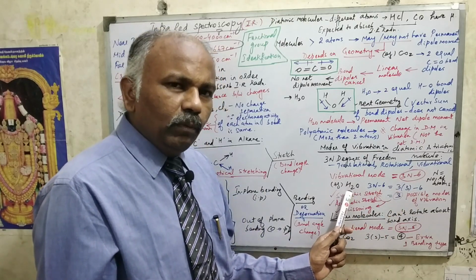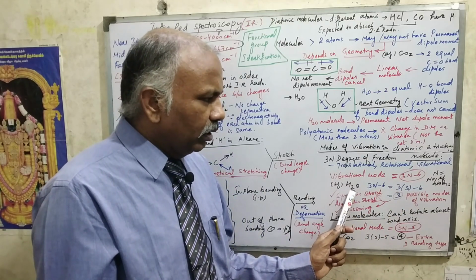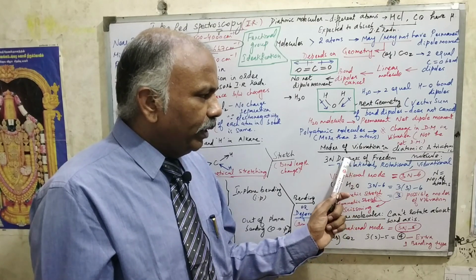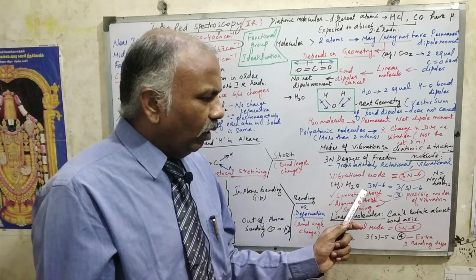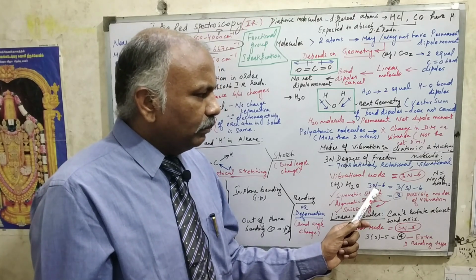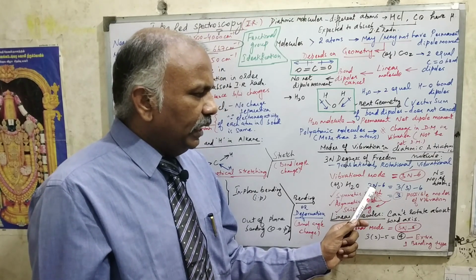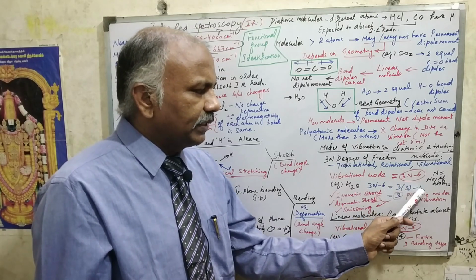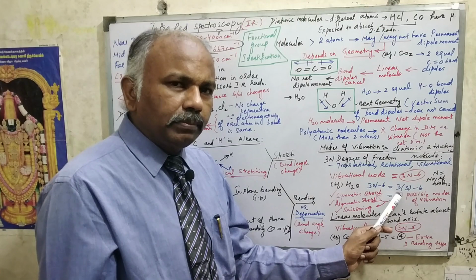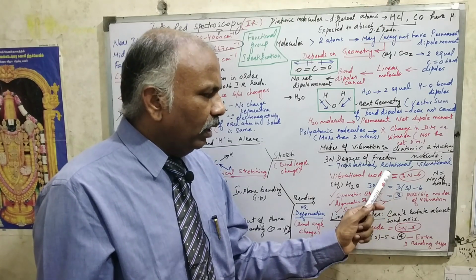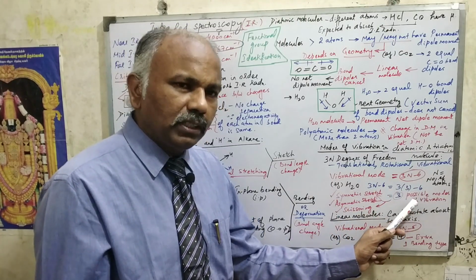So I can take one example here: the water molecule. How many atoms does a water molecule contain? 3 atoms: 2 hydrogen and 1 oxygen. So the number of atoms is 3. So 3n minus 6 means 3 into 3 minus 6, 9 minus 6, which is equal to 3. So there are 3 possible modes of vibration for the water molecule.